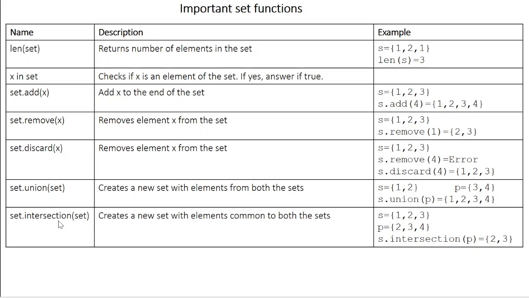Another function is intersection: set.intersection(set). This creates a new set with elements common to both the sets. So if you have two sets s and p with elements 1, 2, 3 and 2, 3, 4, when you say s.intersection(p), this creates a new set with elements which are common to both s and p. So you can see 2 and 3 are the common elements. So your output is going to be {2, 3}.